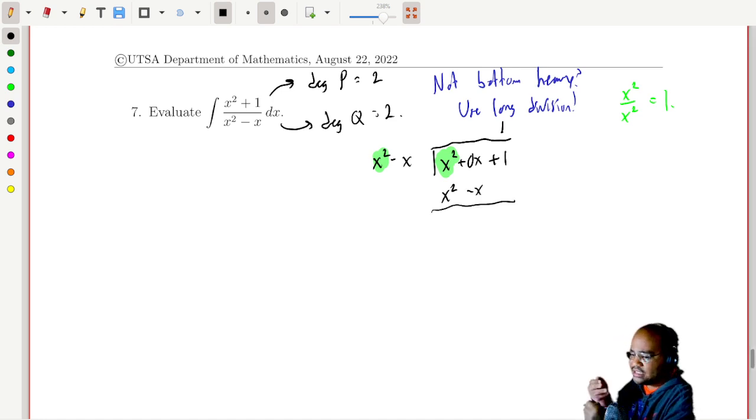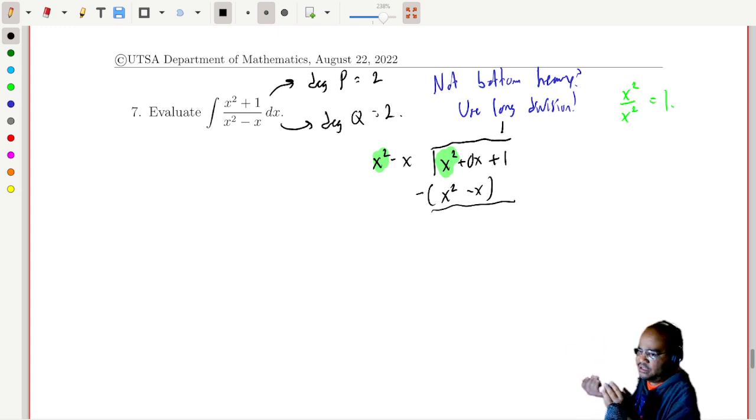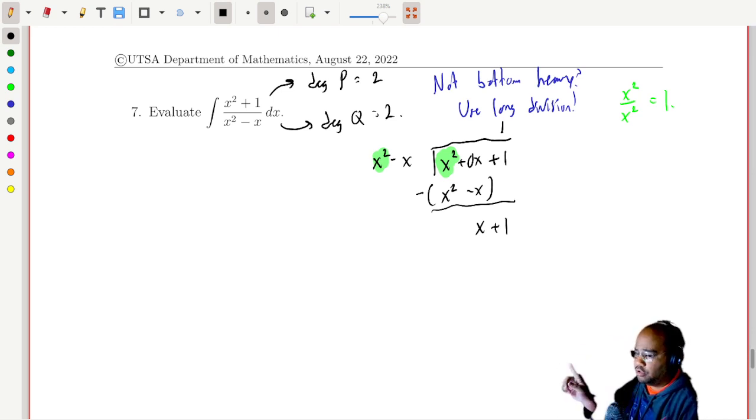And now I'm going to subtract, right? Just like with integers, just like the old days. So we subtract. And I always like to put the parentheses there just so I don't accidentally mess something up, just to remind myself that I'm subtracting. So x squared minus x squared is 0. 0 plus x is minus negative x. 0 plus x is x. Then 1 minus 0 is 1. And notice that the degree of that leftover stuff is smaller than the degree of my divisor.